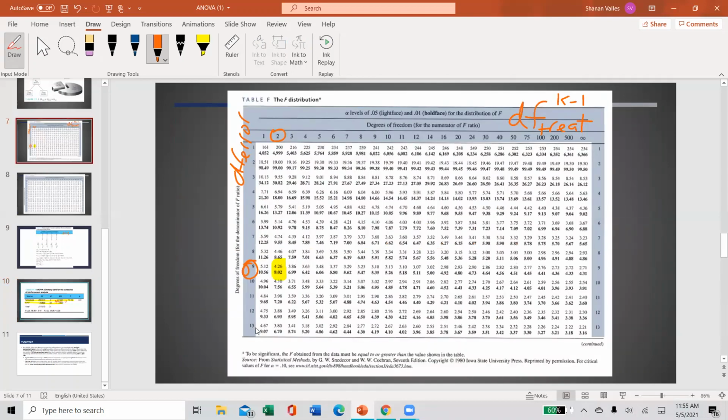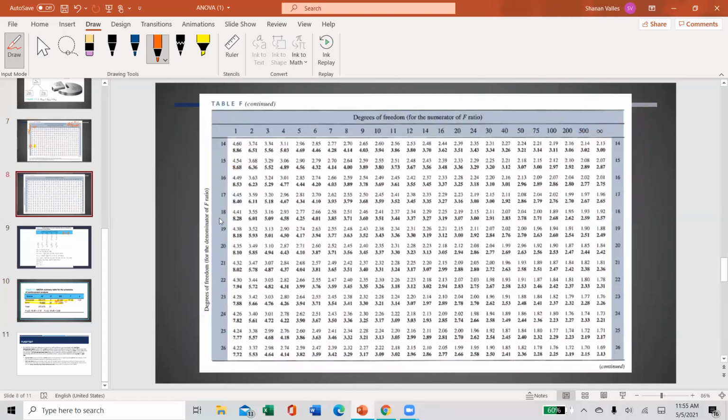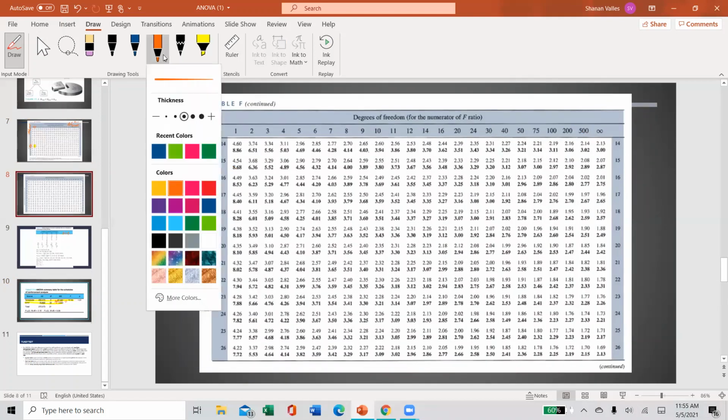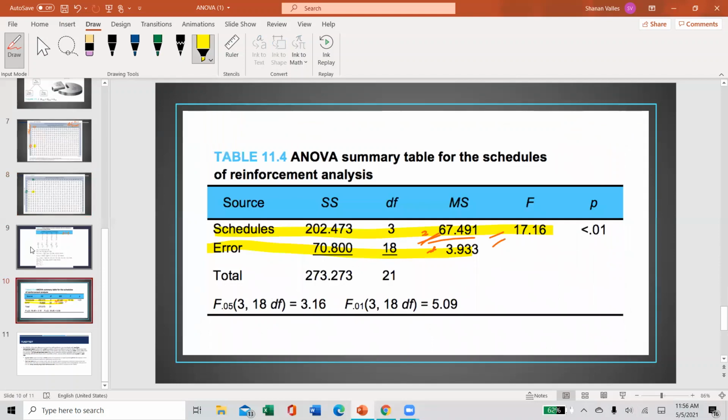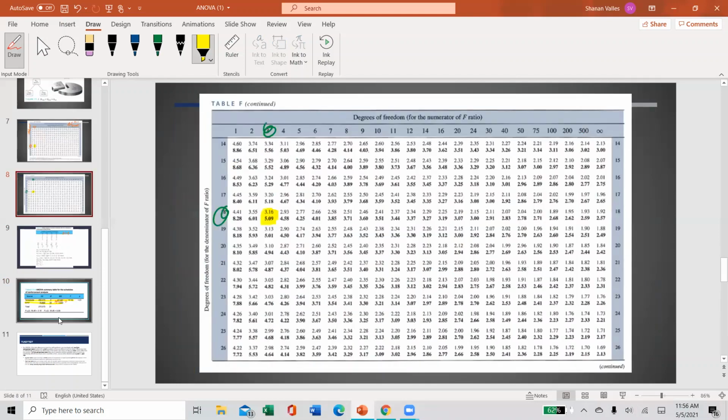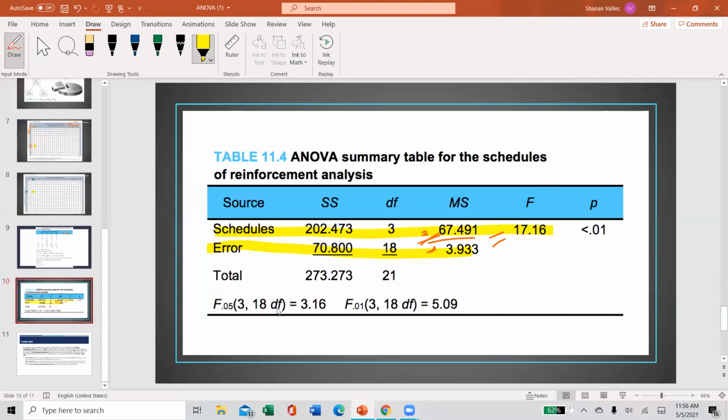So let's look at this one. Is 18 on there? No, it's not. This one stops at 13, so we need to use this table. Okay, here's 18, and 3. Sorry, I scribbled over them. And here is that intersection. And so we have 3.16 for the 0.05 and 5.09 for the 0.01, which is exactly what he listed, right? Did I say that right? 3.16, yeah, and then the 5.09, okay?